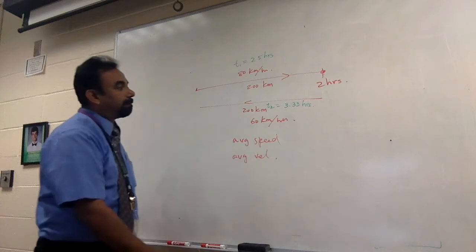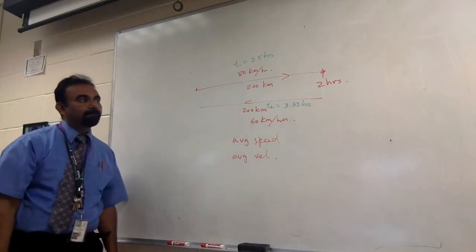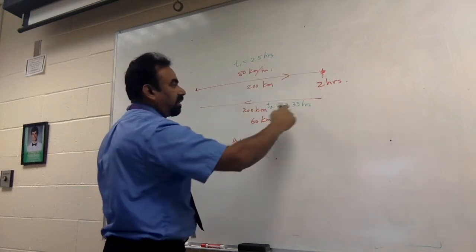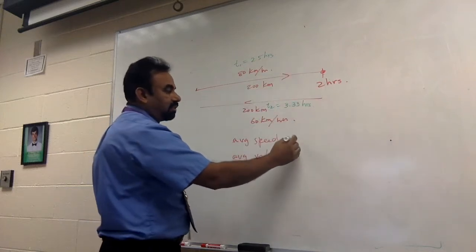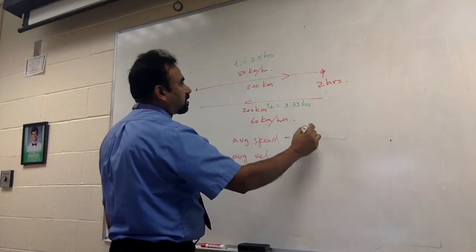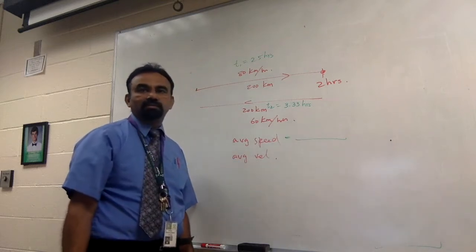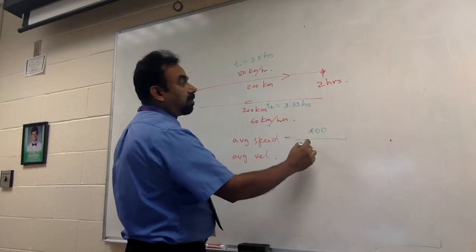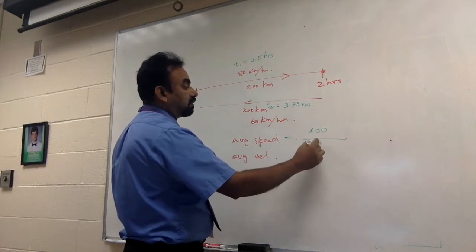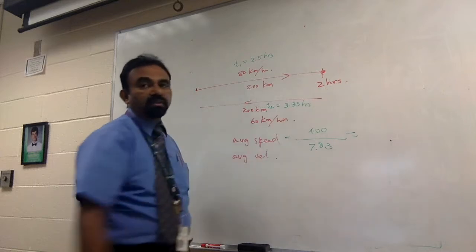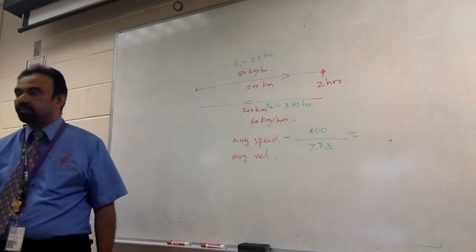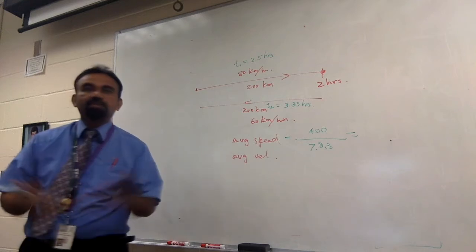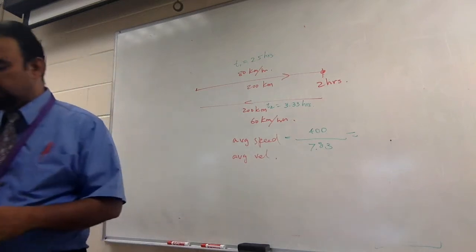So what's the total time? So 2.5 hours over here, 2 hours there, 3.33 hours return. So the total distance, how much is the total distance? 400 divided by the, how much is 7? And that should get you the answer. You get it? What's the average velocity? 0. The average velocity is 0. Good.